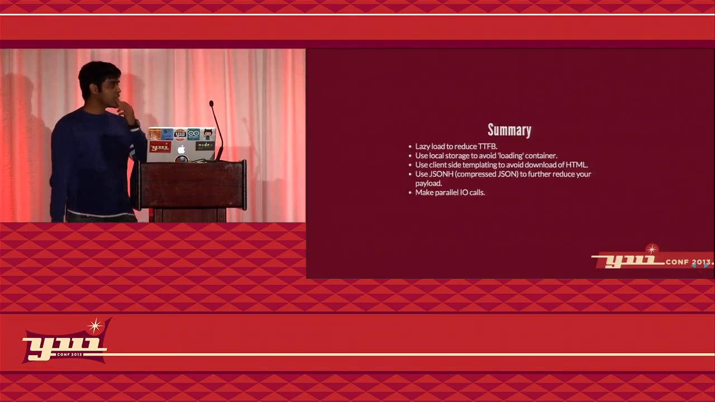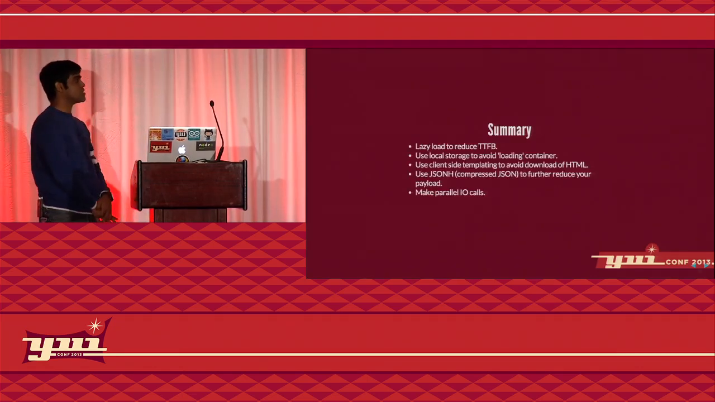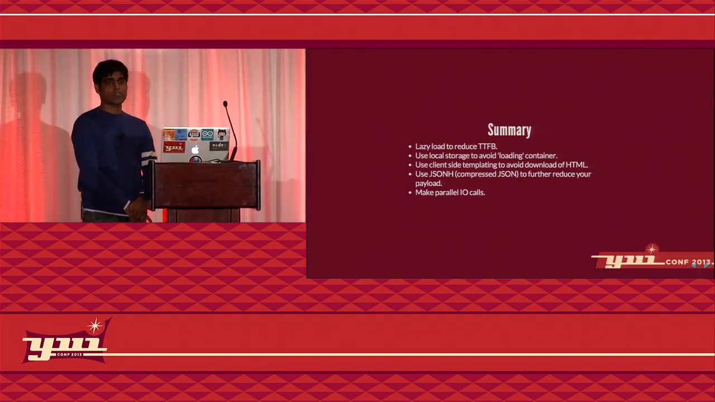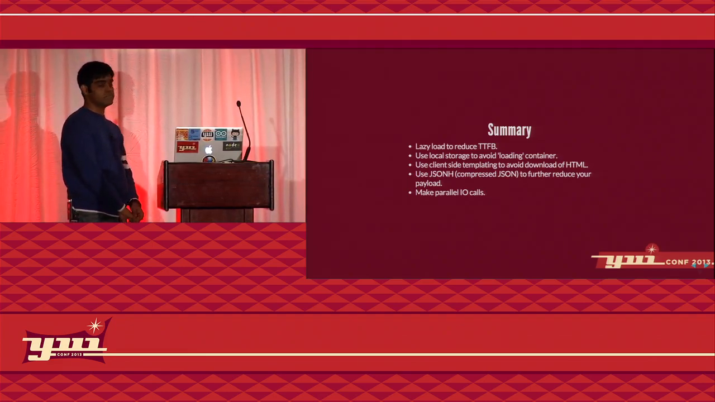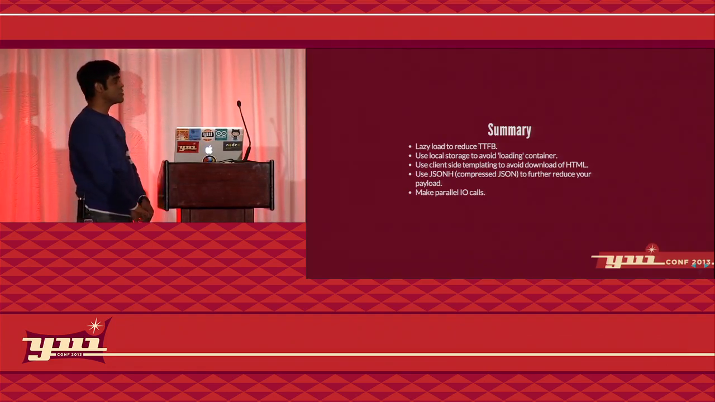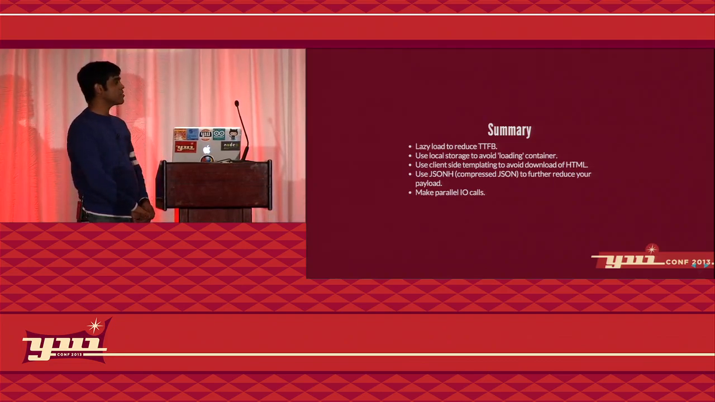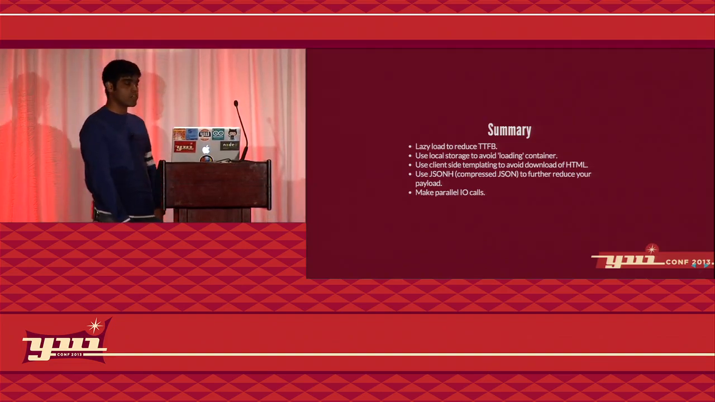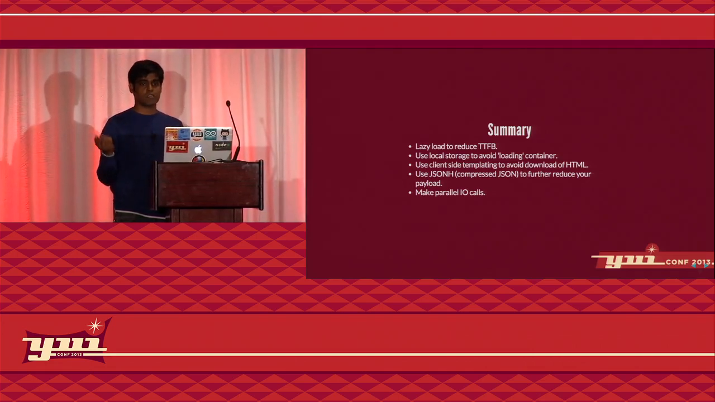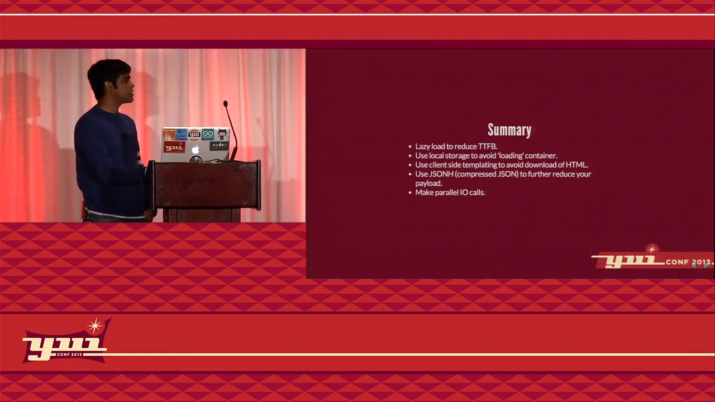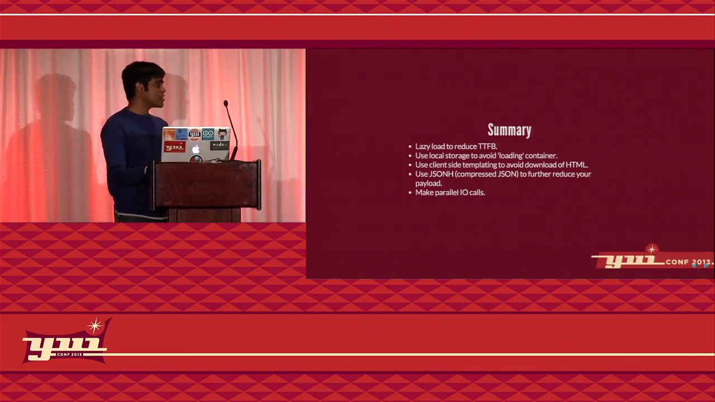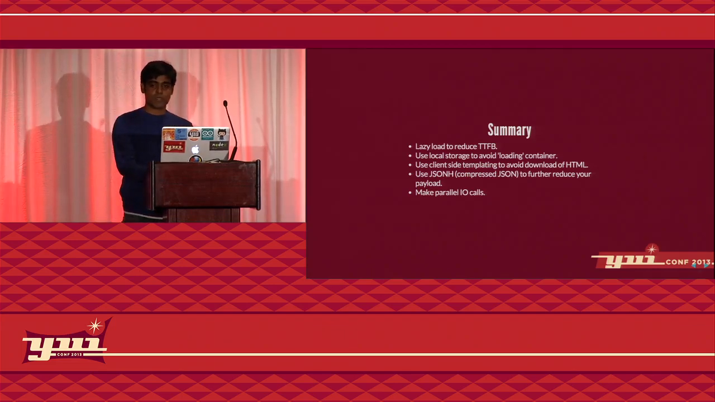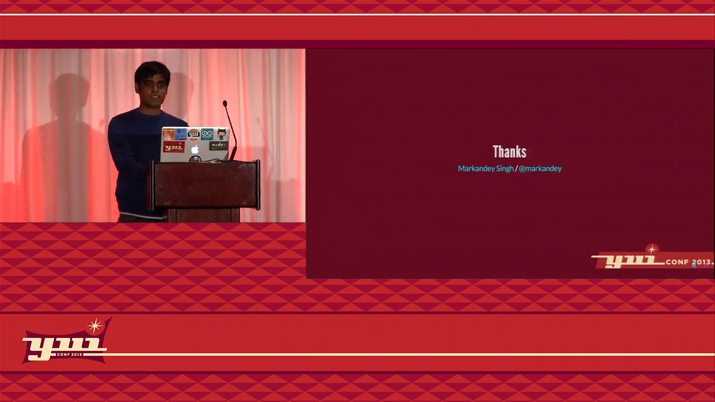So here is a summary. What I did is I lazy loaded to reduce the time to the first byte, and then I used local storage to avoid the loading container and the browser reflows, and then I used client-side templating to avoid the download of HTML and reduce the server-side payload, and then you can use further compressed JSON in JSON-H format. And then you can make parallel calls to speed up your web page. So that's it from my side.